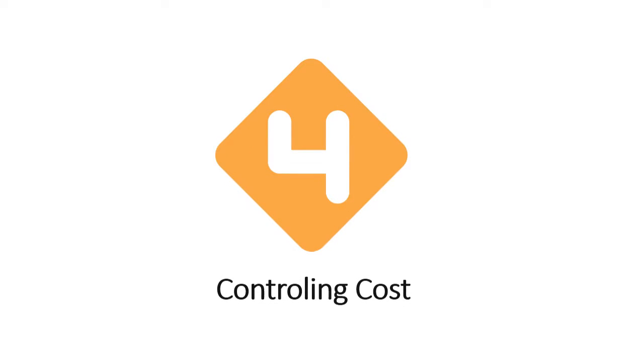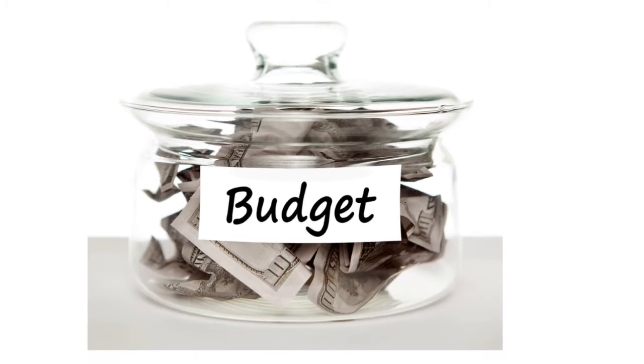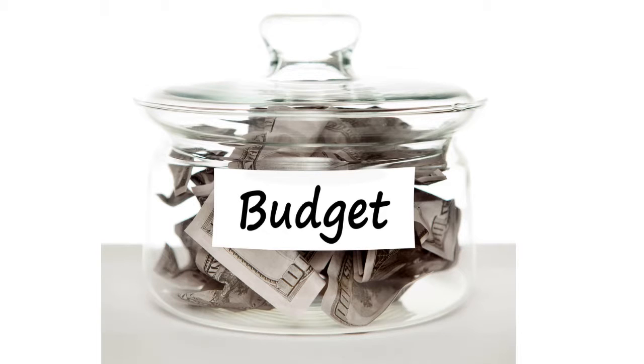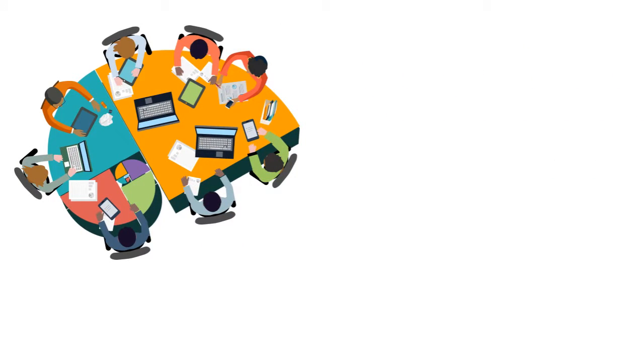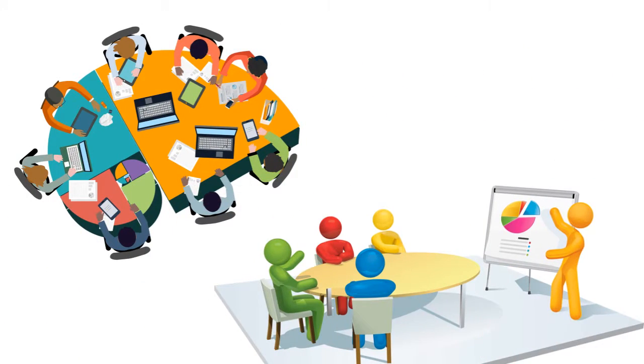Four, controlling costs. This involves controlling changes to the project budget. The main outputs of the cost control process are work performance information, cost forecasts, change requests, and project management plan updates.